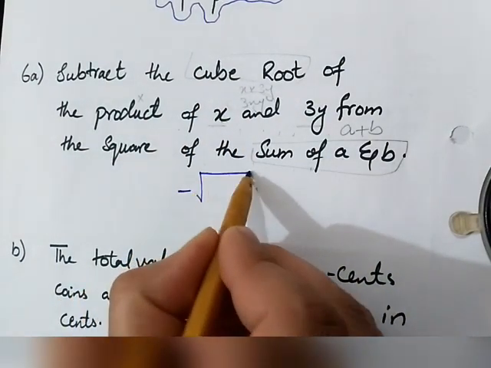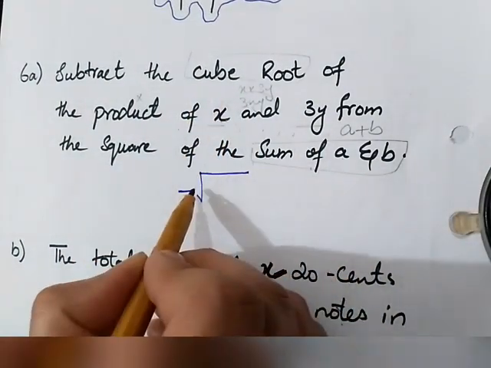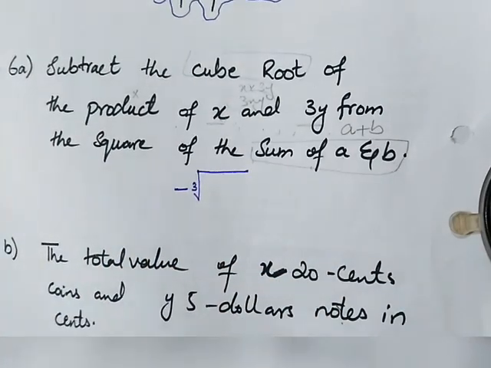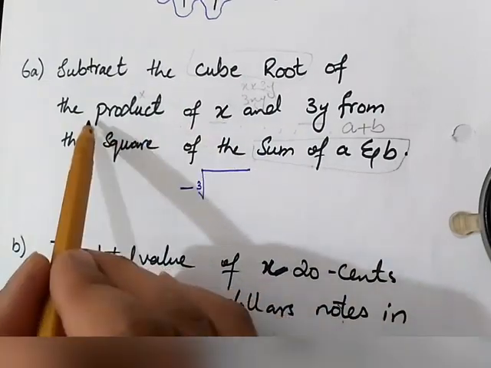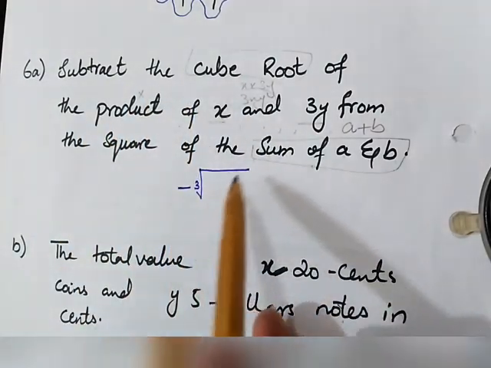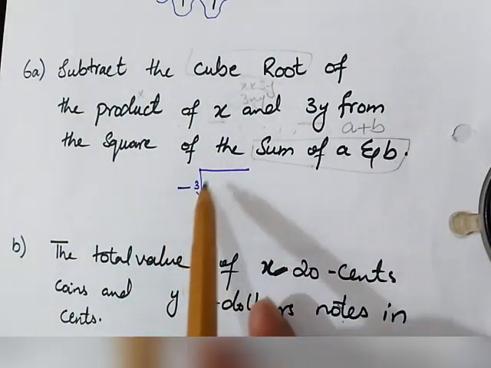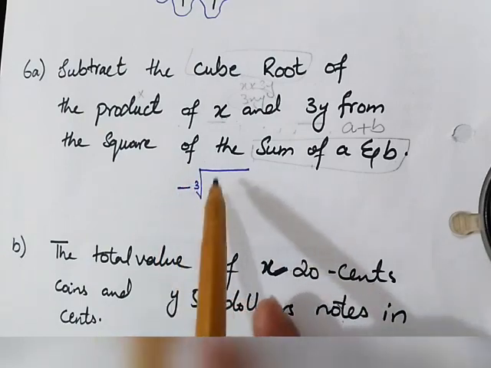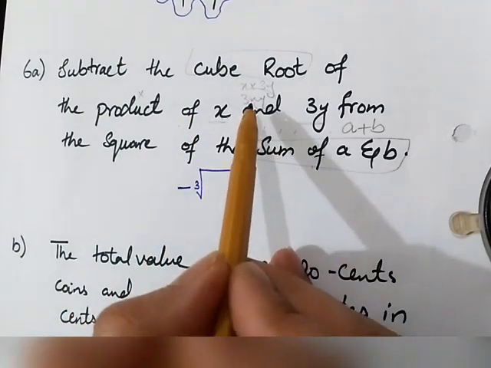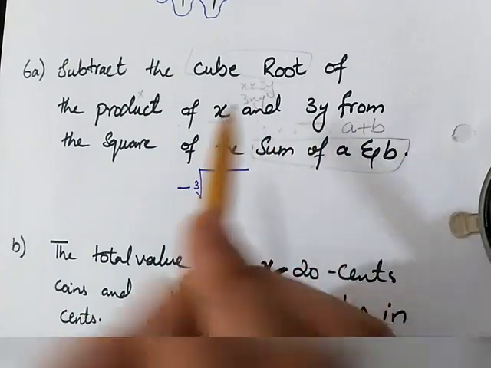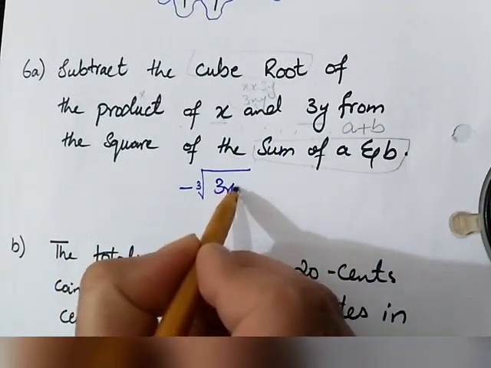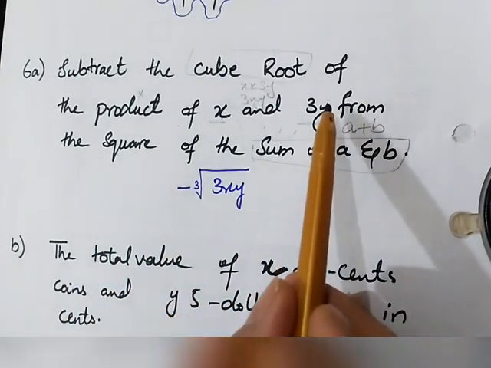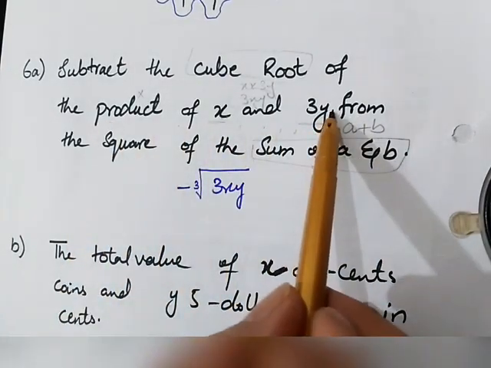Just put the sign of cube root. As it is a cube root, we place a 3 on the root sign. Now we are doing the subtraction of a cube root of the product of x and 3y. So the product of x and 3y is 3xy. Now it is done from this statement up to this point.